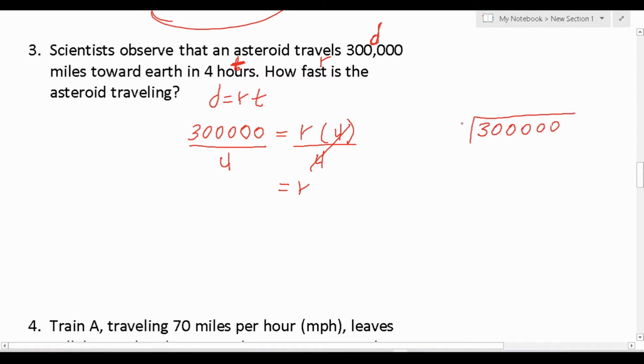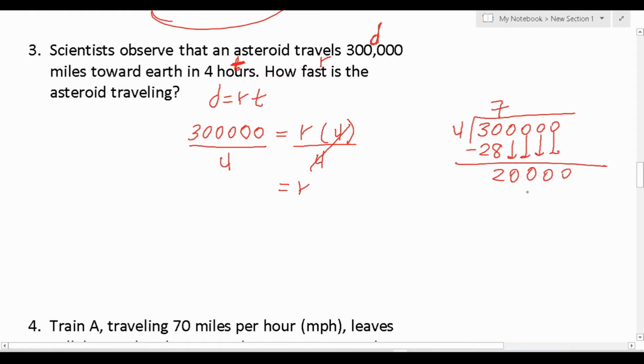divided by 4. Now we're asking ourselves, how many times does 4 go into 3? It doesn't. How many times does 4 go into 30? That's going to be 7 times, given that 7 times 4 is 28. 30 minus 28 is 2. And then we have to drop down all of these zeros here. So there's 1, 2, 3, 4.